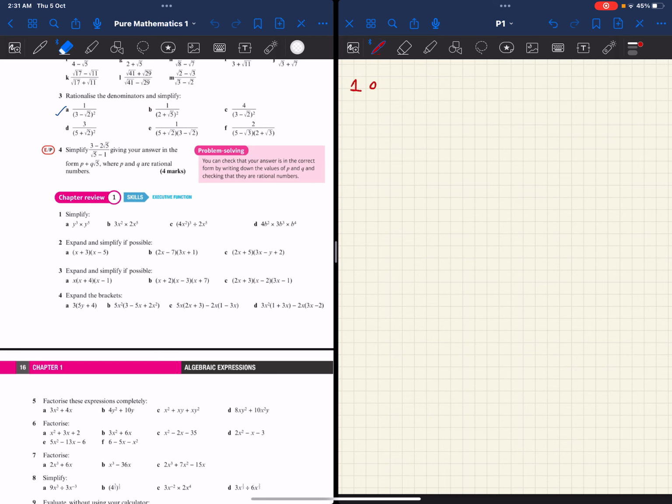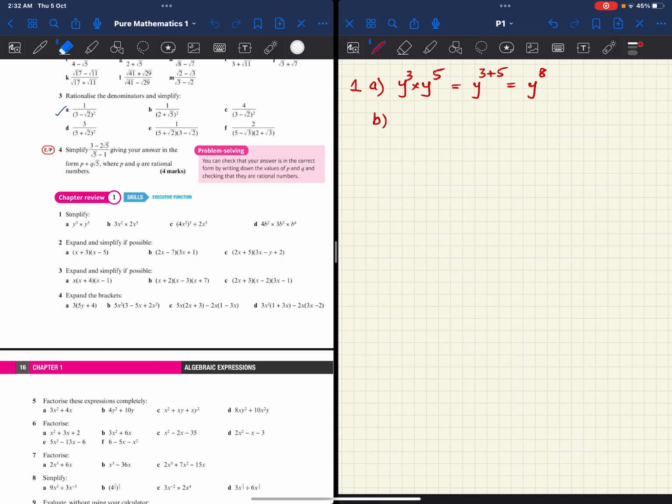we have y cubed into y to the power of 5. Now this is a question which is base and index and the bases are multiplied. So the rule is when the bases are multiplied, powers are added and the bases have to be the same. So y and y, same base. So when powers add, we get y to the power of 8.